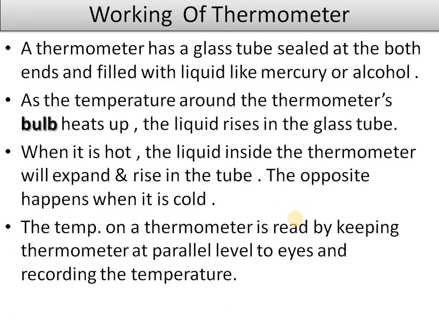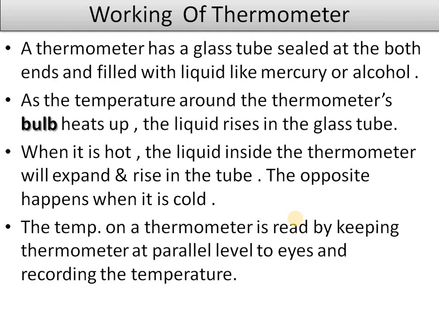Now working out thermometer, how it works. A thermometer has a glass tube sealed at both ends. Okay, it is sealed from both the sides. You cannot open it and fill mercury. It is manufactured at special factories. There it is manufactured, so it is sealed at both ends and filled with liquid like mercury or alcohol.